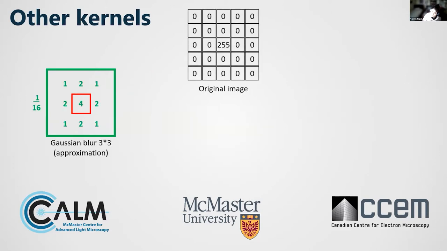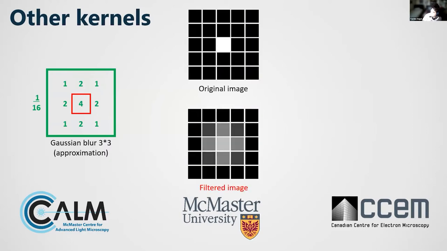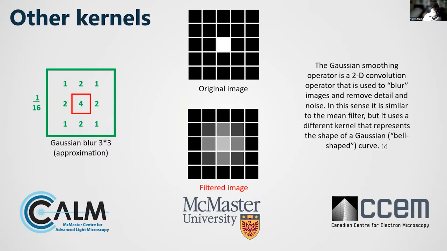You also have the Gaussian blur, which, from the name, you can guess is used to blur the image. If you're familiar with the Gaussian function, it is a little bell shape, and you'll notice that it's similar in the kernel itself. Another thing I forgot to mention is that the kernels don't have to be 3x3. Here we're doing 3x3 because it's easier to show the changes with the pixel values, but the Gaussian blur can be 3x3, 5x5, 7x7, et cetera. It's whatever you need it to be.